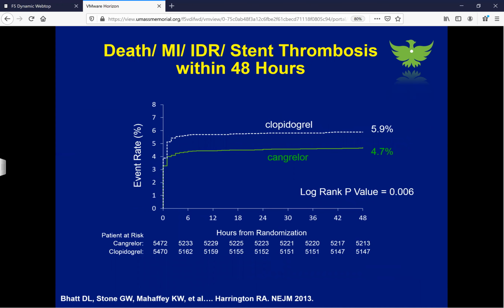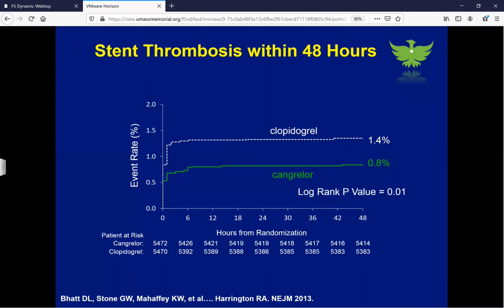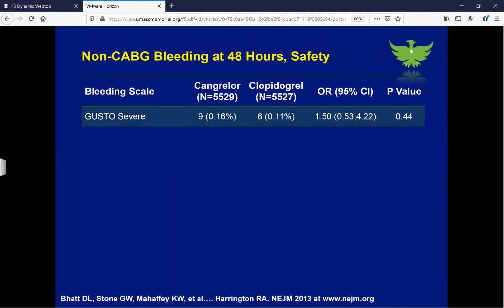And what they found is that the death, MI, stent thrombosis risk was less in Cangrelor. So Cangrelor was also better than Clopidogrel. The stent thrombosis risk is also much lower. So really perfect drug for interventionalists. However, it's very expensive. So it's not being used that widely yet.